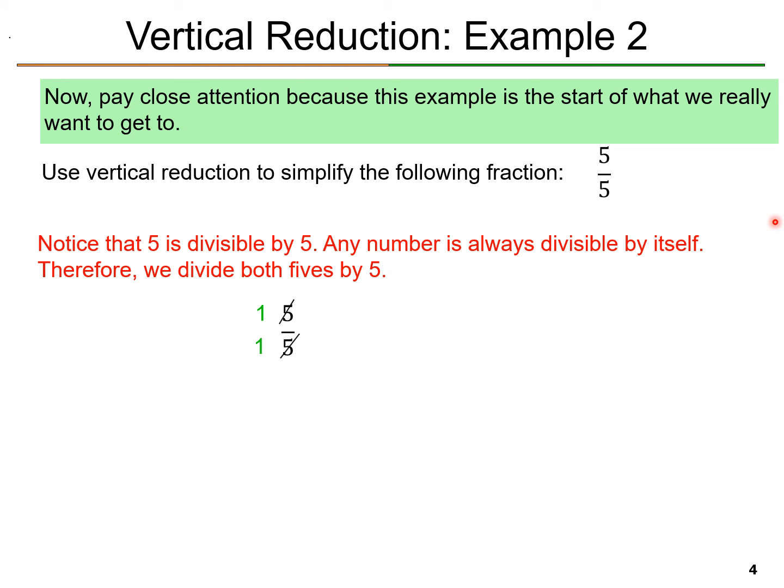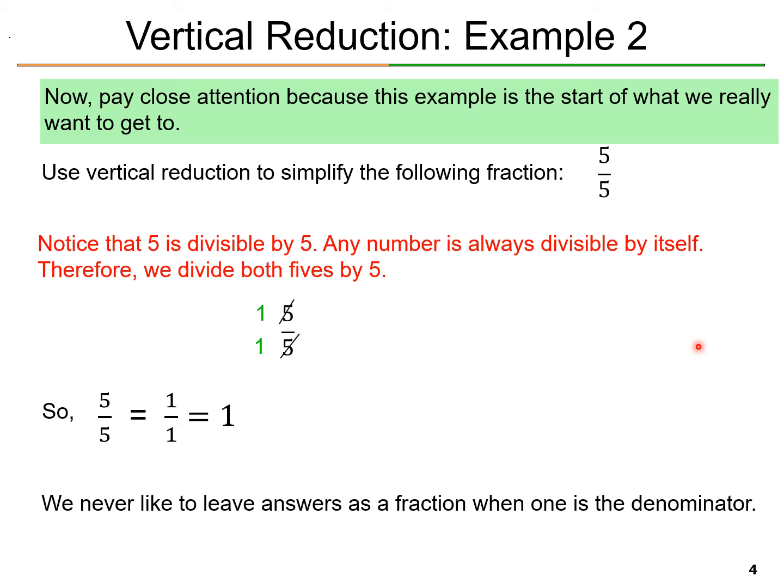Now, we know that 5 is divisible by 5 because any number is divisible by itself. Therefore, when we divide the numerator by 5, we get 1. When we divide the denominator by 5, we get 1. So the fraction 5 divided by 5 is equal to 1 divided by 1, which is equal to 1. Anything divided by 1 is equal to itself.